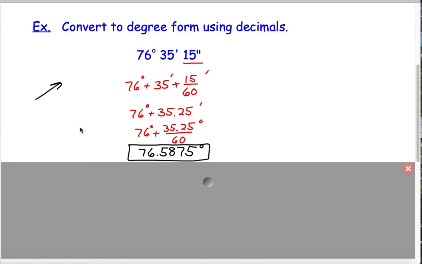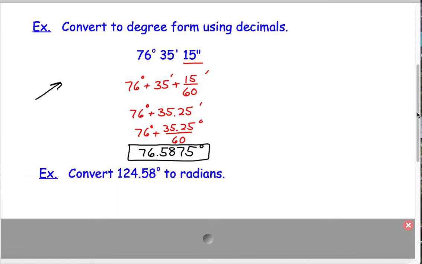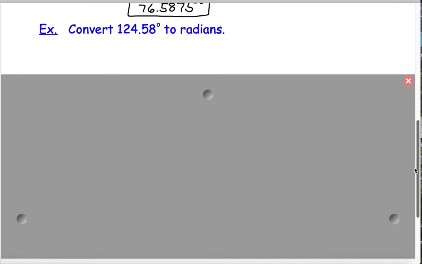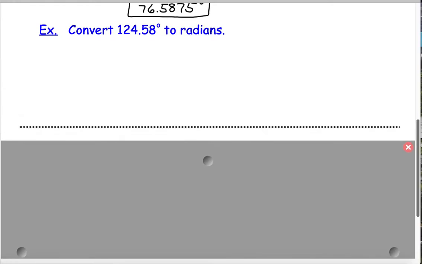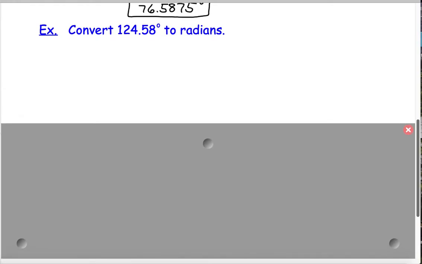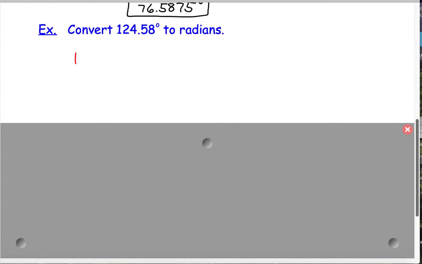All right, let's try another one. What if we convert the other way? Let's convert 124.58 degrees. So we know that it's 124 degrees. That's the easy part. Now we have to figure out what is 0.58.